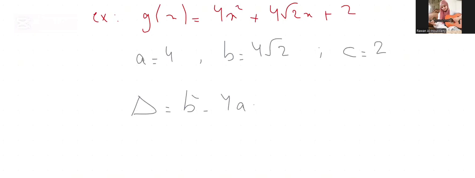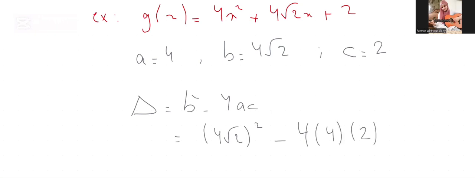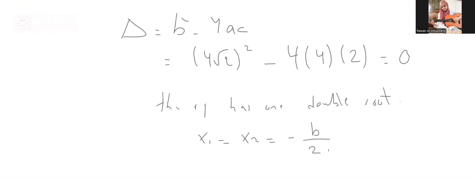Let's determine the value of delta in order to factorize. So delta is equal to b square minus 4ac. So b in this case is equal to 4 radical 2, all of it squared, minus 4 multiplied by a, which is 4, and then c is equal to 2. By using calculator, it will give us a value of 0. So since delta is equal to 0, we can say that the equation has one double root. So here we have one double root, and then we have to calculate this root.